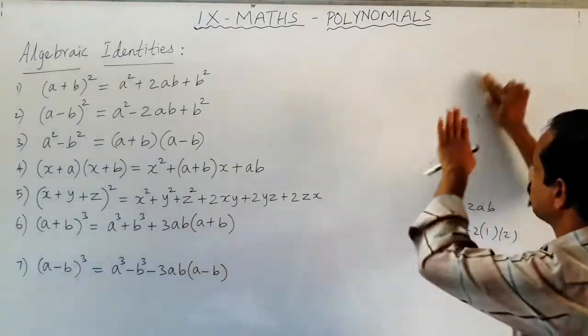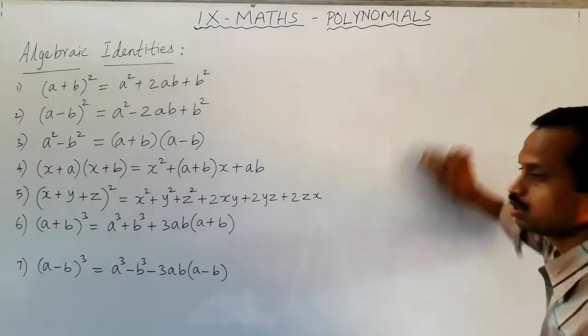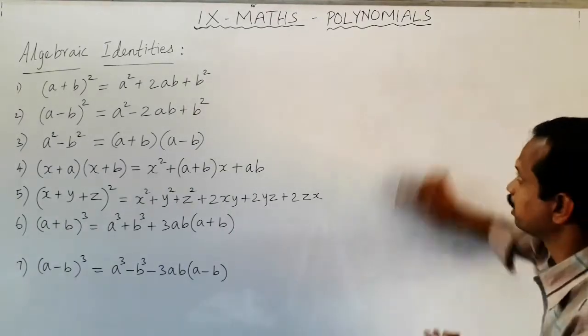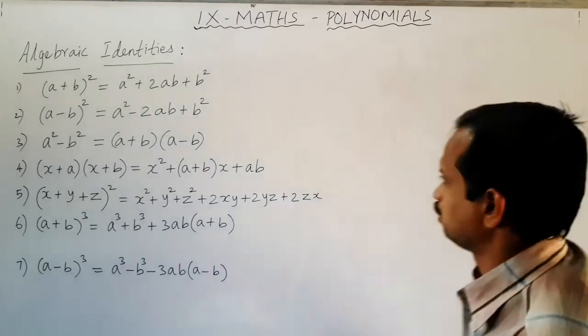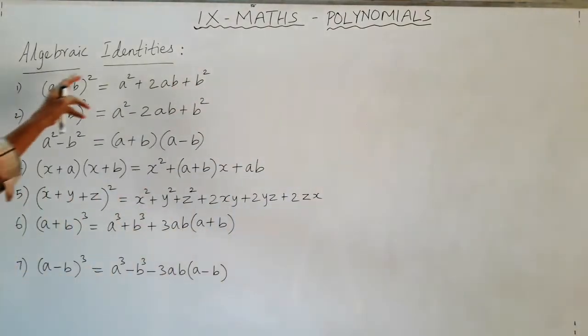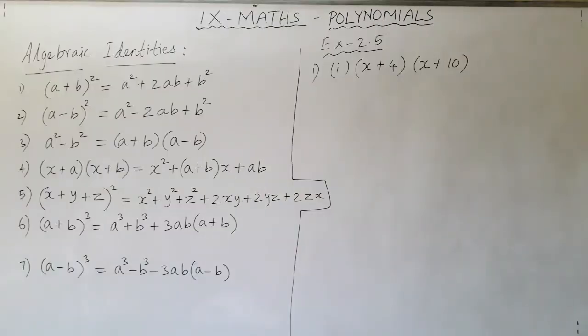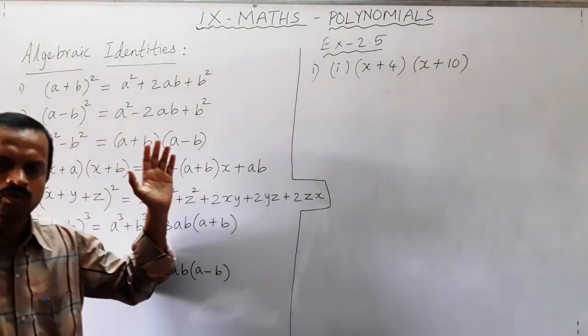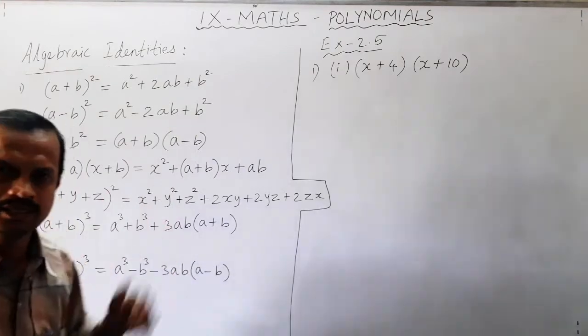So this is for your understanding. So don't take what I am rubbing here. Okay. So this alone we put algebraic identities and you write all this. And now one by one we will read out the identities.